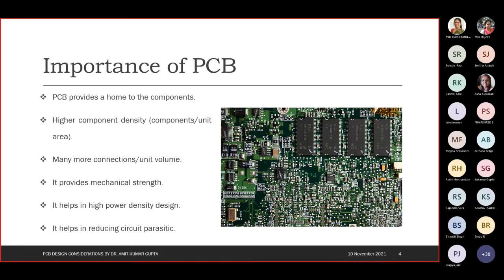When we use a PCB, higher component density can be achieved, like components per unit area. And if we use multi-layer PCBs, then there will be many more connections per unit volume. Here you can see in the picture so many components, but all of them are connected, either on the same layer, or some of them are connected from another layer. It provides mechanical strength to the components, right? Because it is not always that each and every component is very strong.